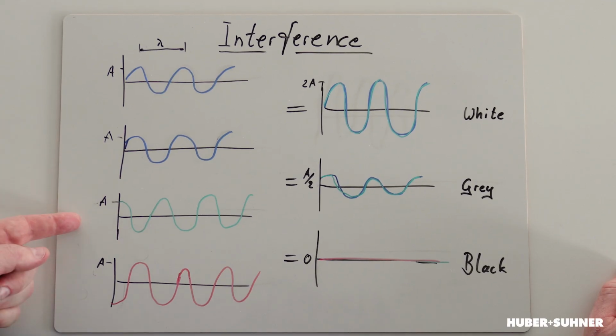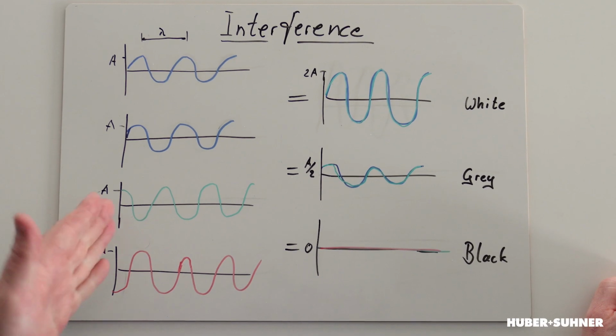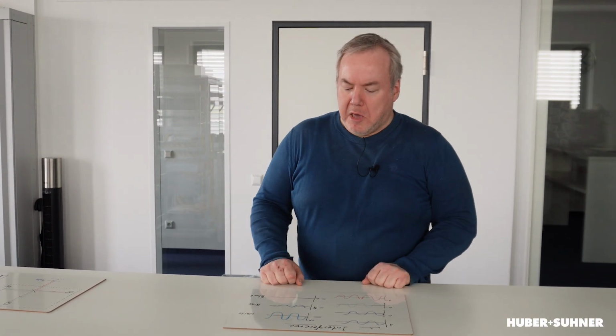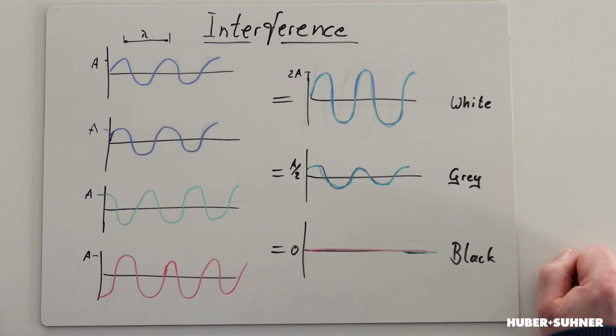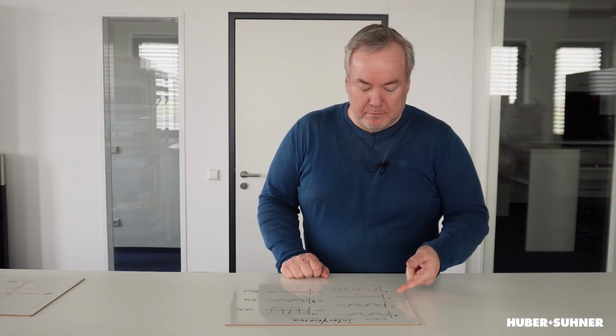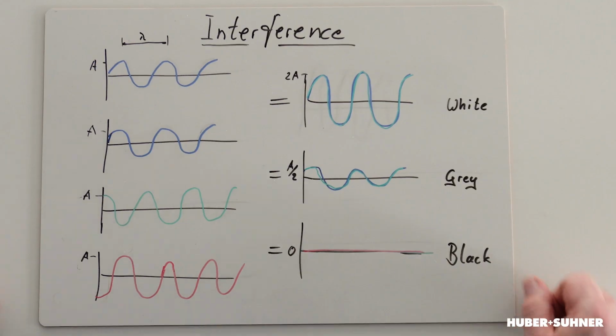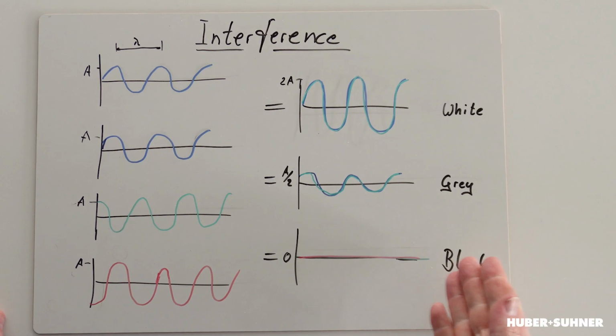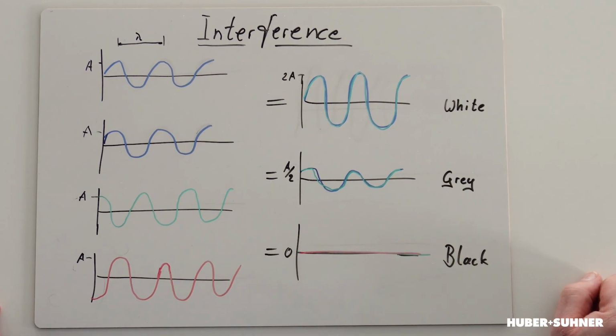If we now take the second situation to combine blue and green, green is shifted by 90 degrees, we have a partially destructive interference, meaning we have kind of gray. And if we now combine green with red, they are completely shifted by lambda half. This means we have complete destructive interference, means the picture is black.